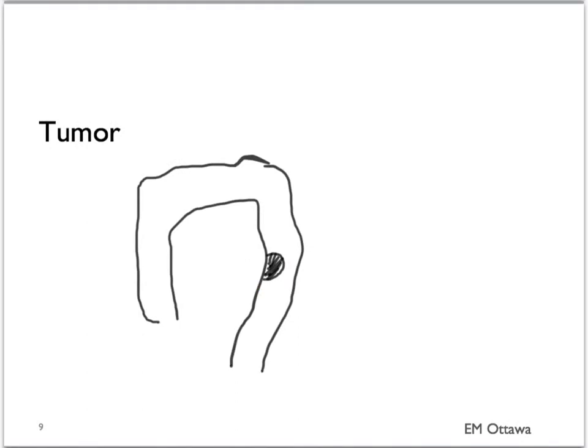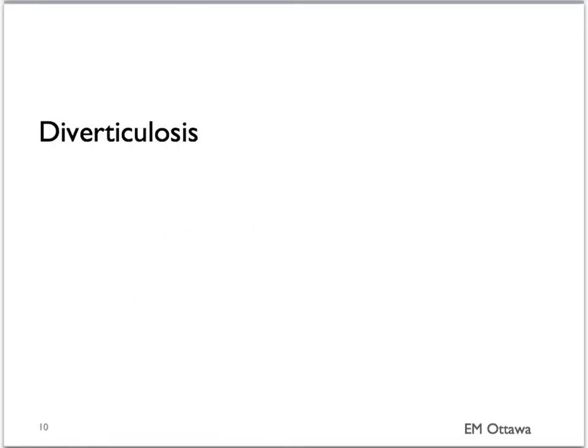Growth or tumor in the colon can present with GI bleed. These tend to be in small amount. The next cause of lower GI bleed is diverticulosis. This is the most often seen cause of lower GI bleeds.